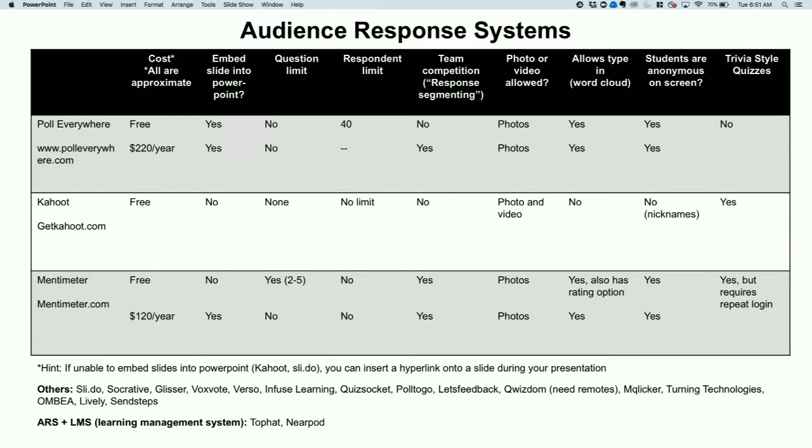And then Kahoot, as you can see, it's free, no limits. You already talked about most of those features. And then Mentimeter as well, there's both a free and a paid option. Obviously, the paid option is going to give you more features, and the question limit is included in that.